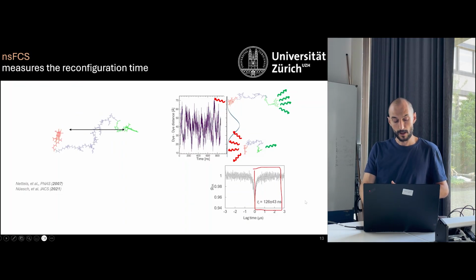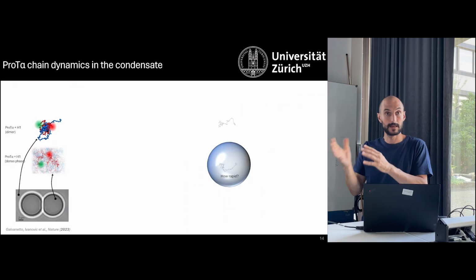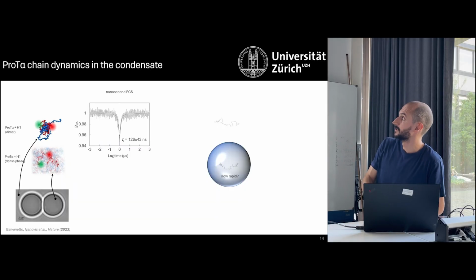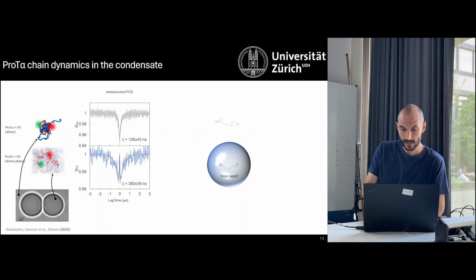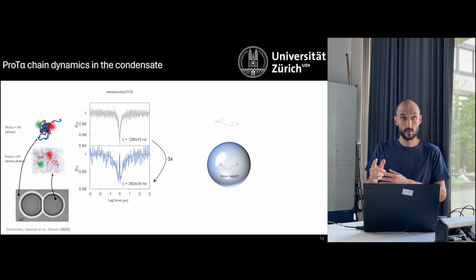So then the question was, what about the dynamics in the dilute and dense phases? What would we expect? In the dilute phase, that's the data I just showed you, 126 nanoseconds. In the dense phase, to our surprise, I measured only 380 nanoseconds. 380 nanoseconds is only a factor of 3 slower than what you have in the dilute phase.